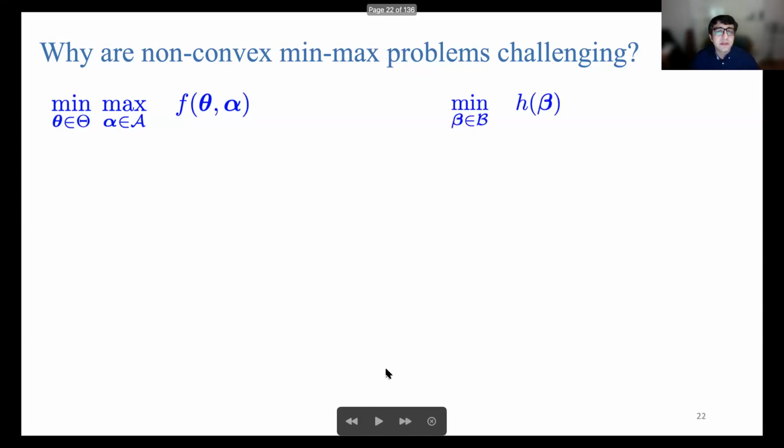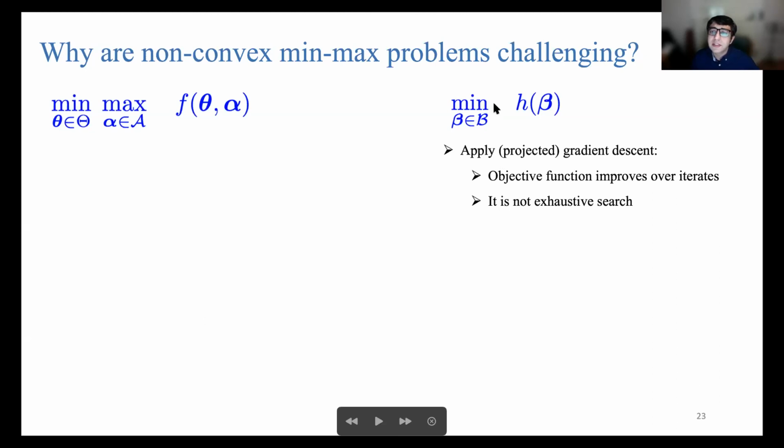So to understand the differences and challenges, let me compare and contrast it with the regular minimization problem. In the regular minimization problem, we minimize the function h of b. Let's say it's smooth, with a Lipschitz constant, and again a closed convex constraint set. If you give it to a practitioner, at least for regular minimization, they can apply projected gradient descent, using a lot of off-the-shelf algorithms, such as, for example, projected gradient descent.